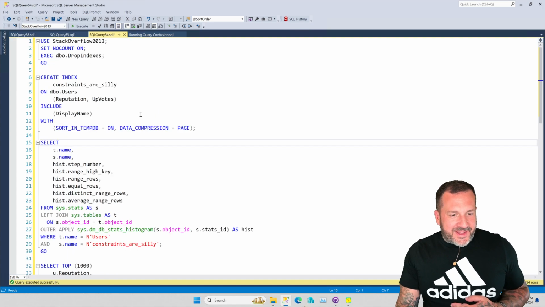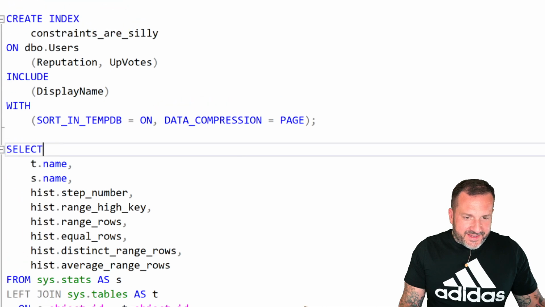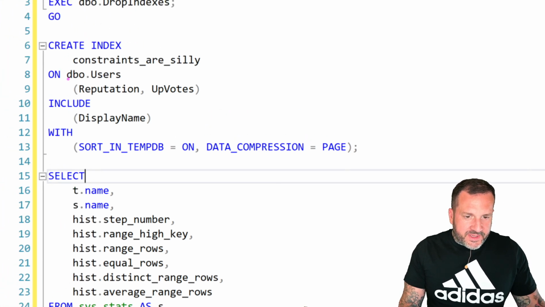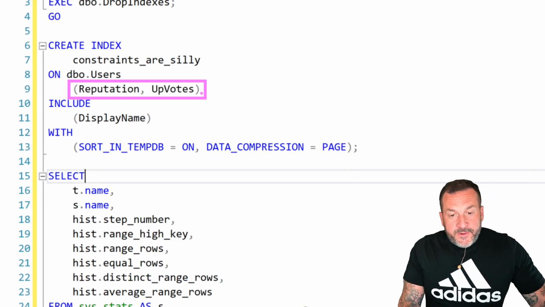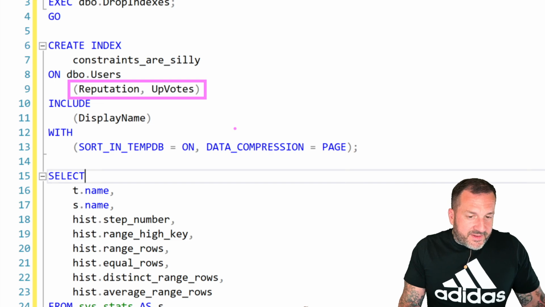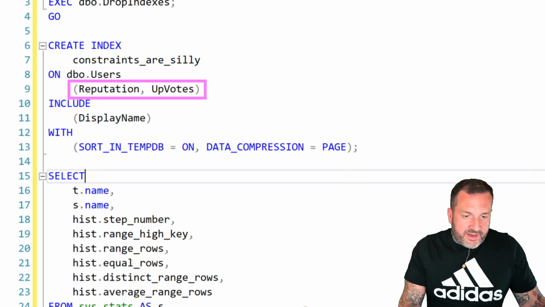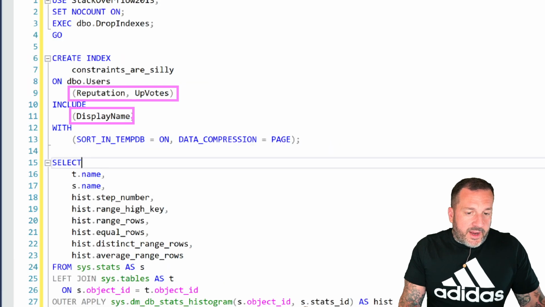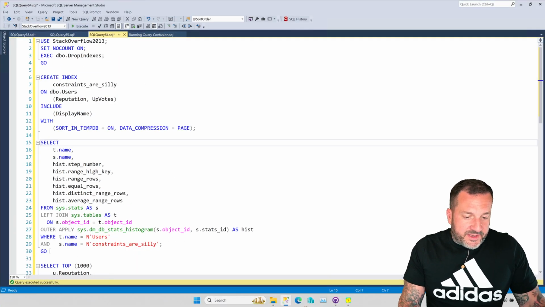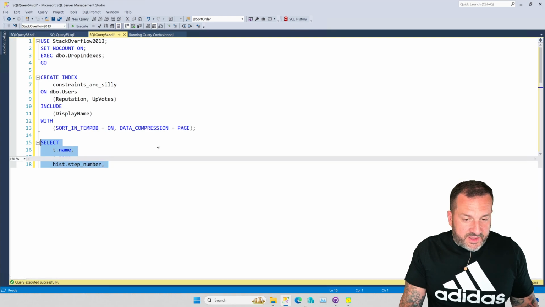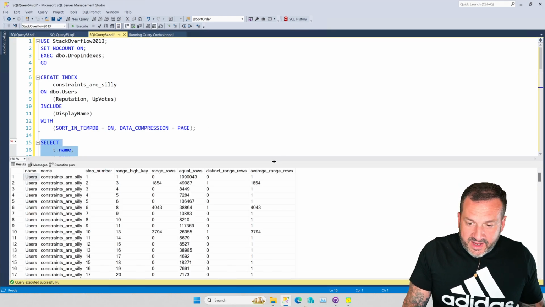I've got my Stack Overflow database, and I've already created this index. Zoomit is acting up on me, and I might have to restart my computer. This index is keyed on reputation and upvotes, and it includes display name. Now, what I want to point out about this index before we go any further is that this index does in fact have a statistics object.